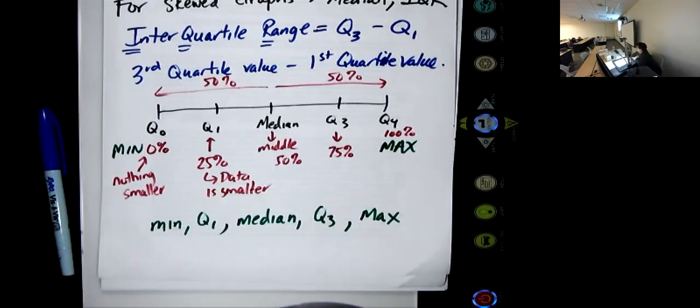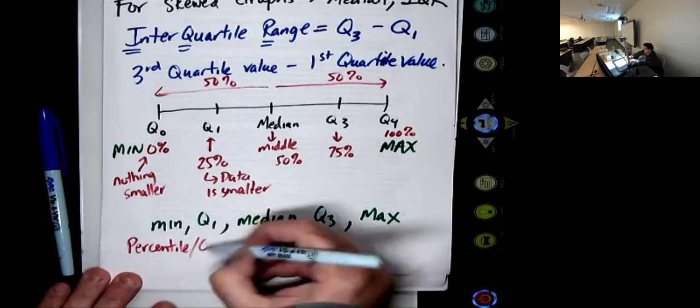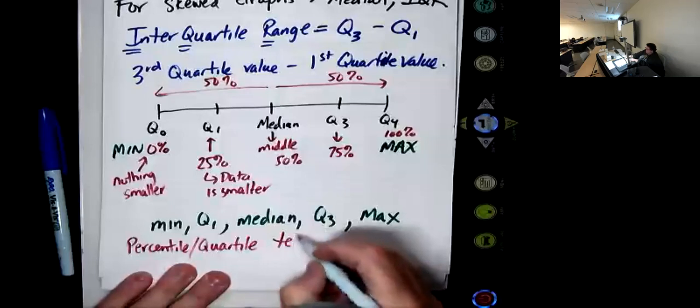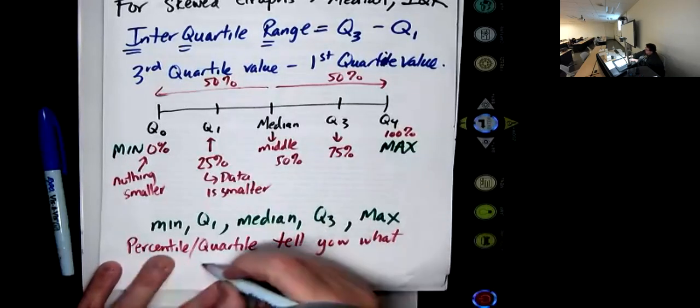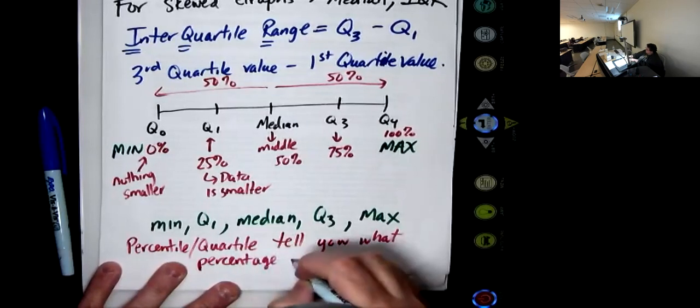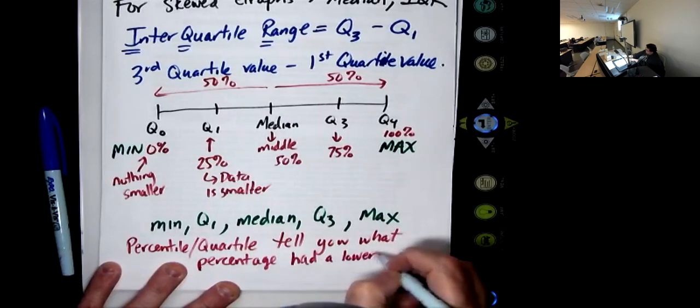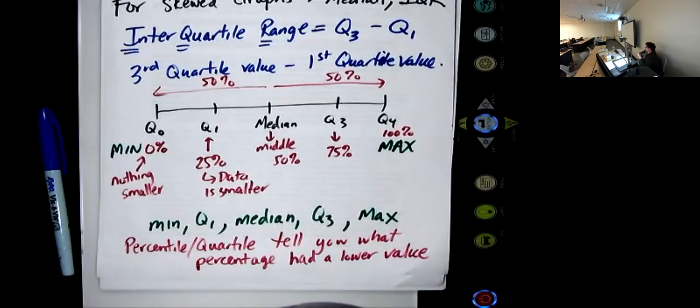When you get your grade back for the SAT, they give you a percentile. If you are in the 94th percentile, it means 94% of the people that took the exact same test as you did worse than you. So that's how percentiles and quartiles always work. Percentile and quartile tell you what percentage is lower, had a lower score or value. So if you get the 99th percentile on the SATs, you're in the top 1% of the students that took the test. If you're in the 70th percentile, you beat 70% of the students, but that means 30% of the students beat you.